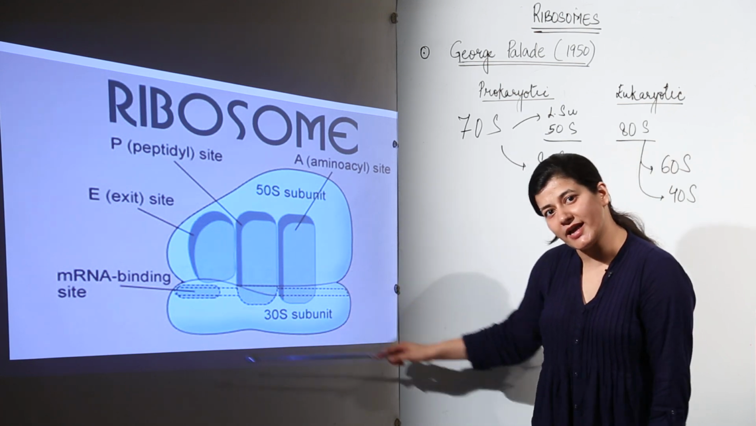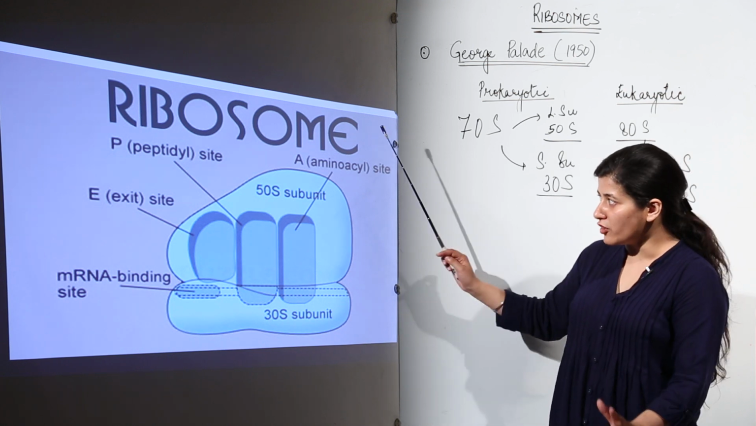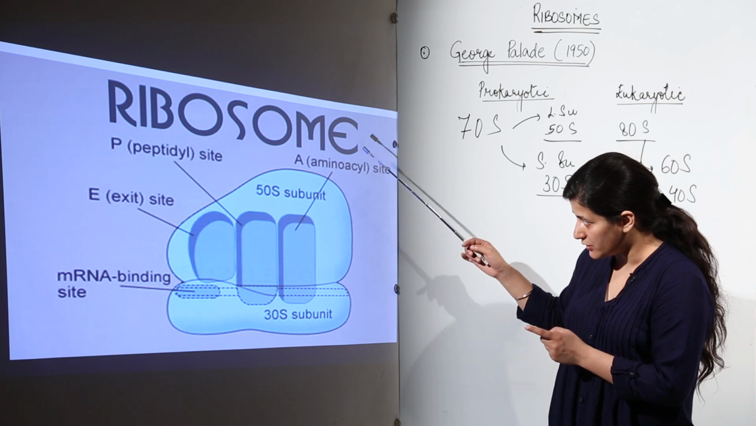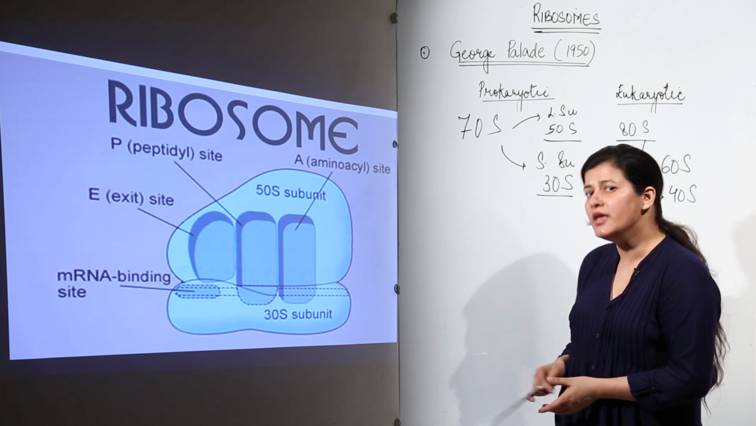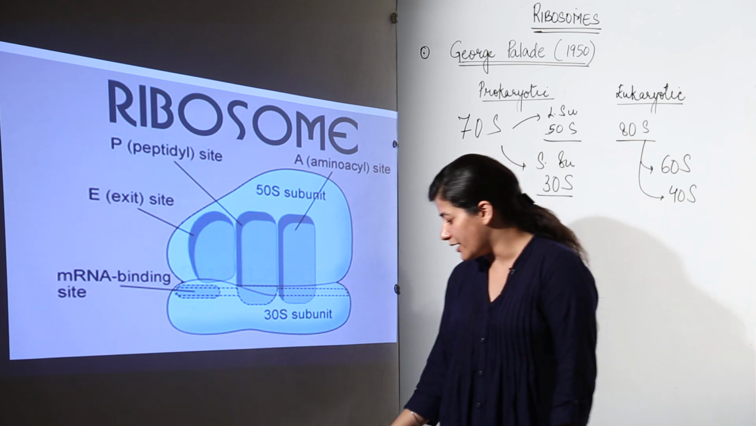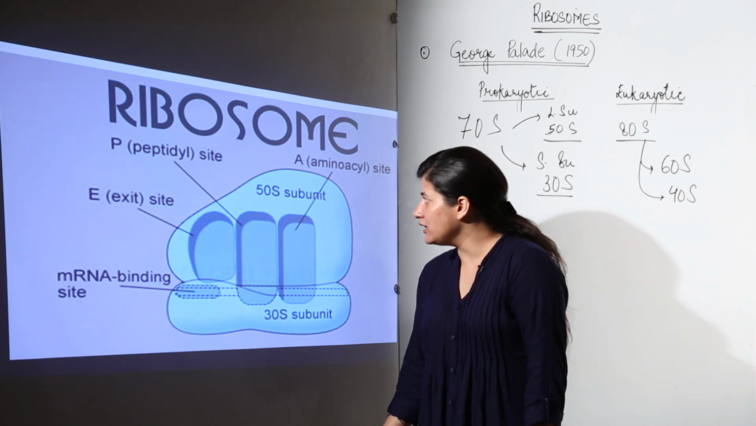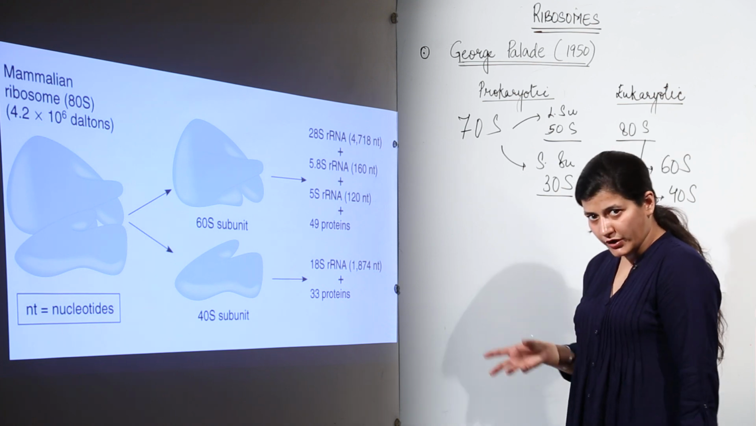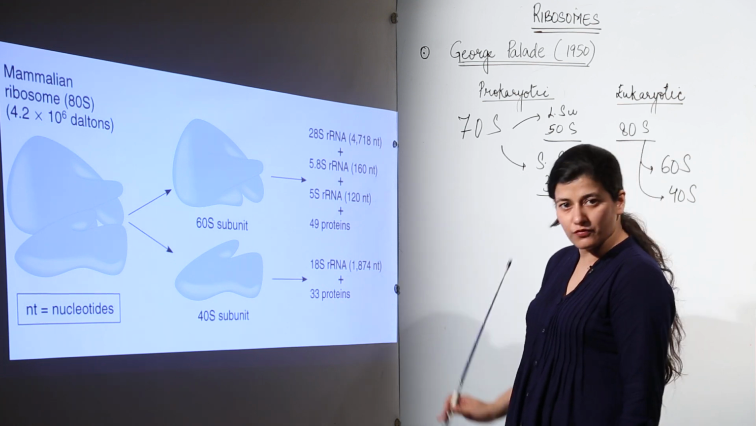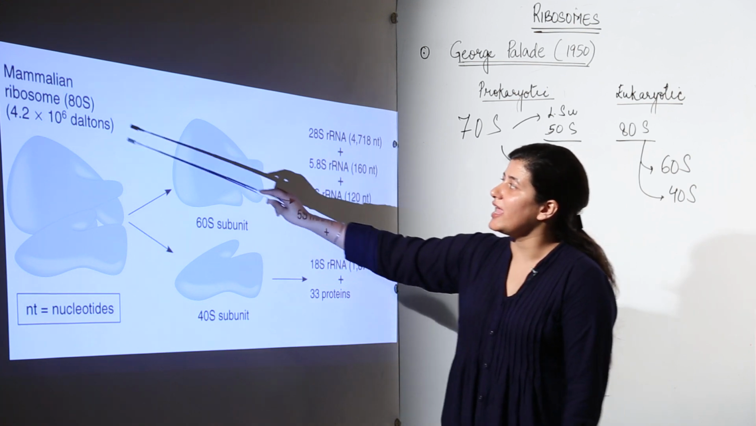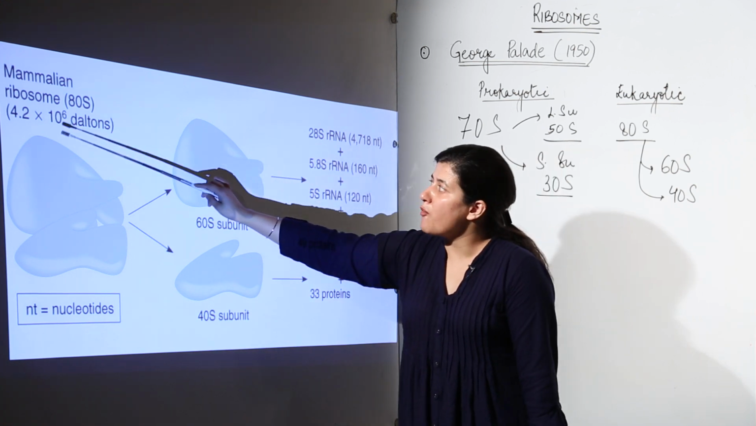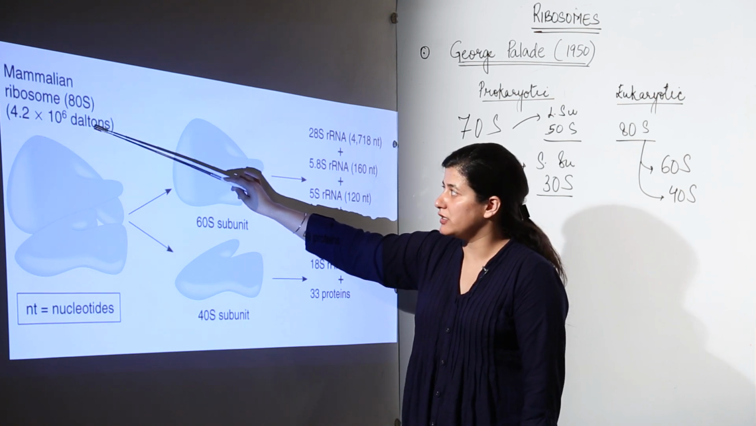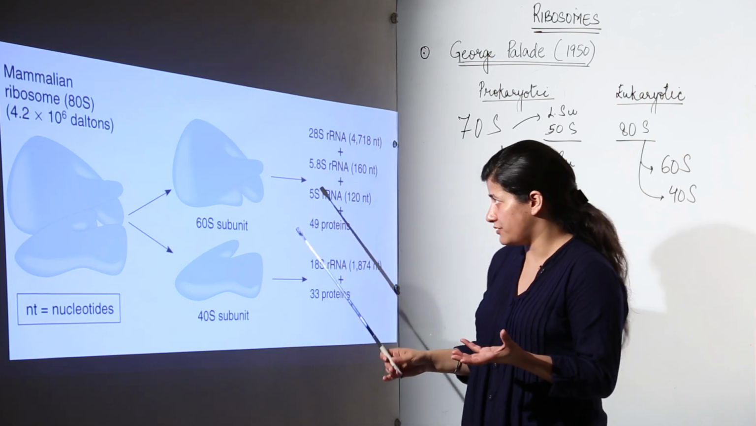So we have 4 sites that we have to remember, and for consideration purposes we have taken a prokaryotic ribosome. Similar things happen for a eukaryotic ribosome as well. And in the end, we are going to take into consideration a eukaryotic ribosome, that is, the mammalian ribosome. It is an 80S ribosome. 4.2 into 10 to the power 6 Daltons is the actual size of this ribosome.